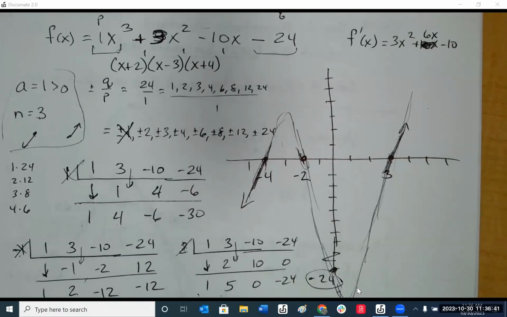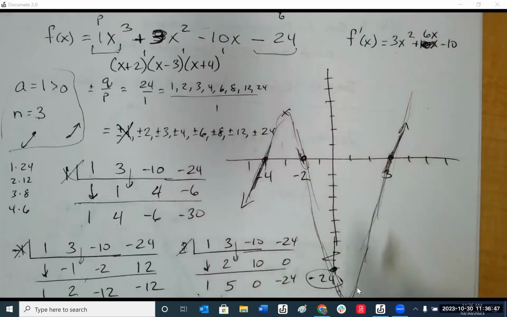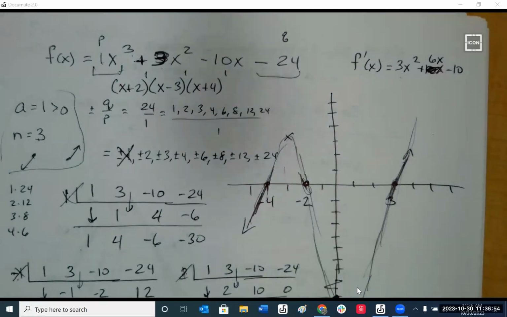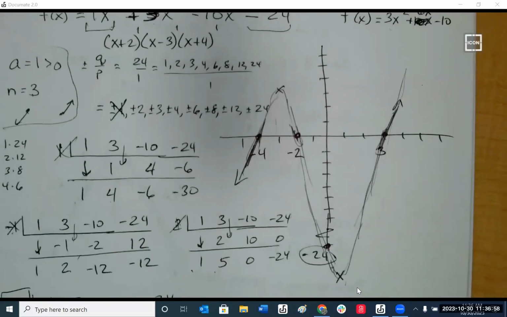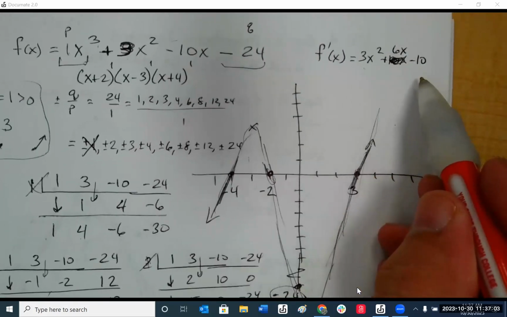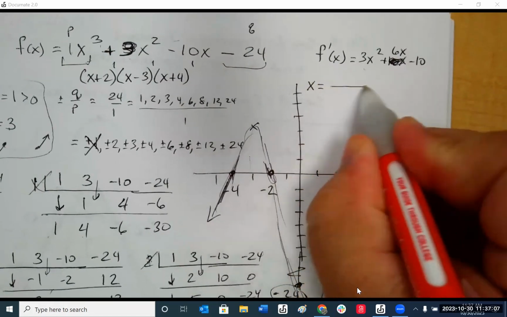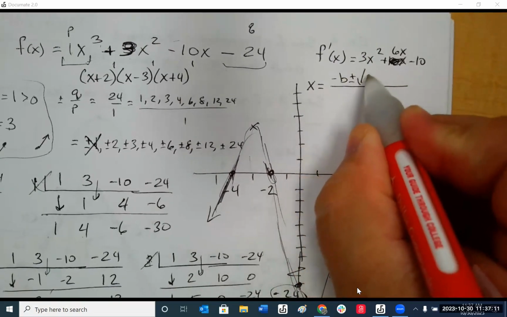That means we're going to have two real solutions. So now we're going to find the vertices. Remember, the number of vertices is always one less than the degree. Since our degree is 3, we're going to have 2 vertices. We have to use this equation. We'll use -b plus or minus.